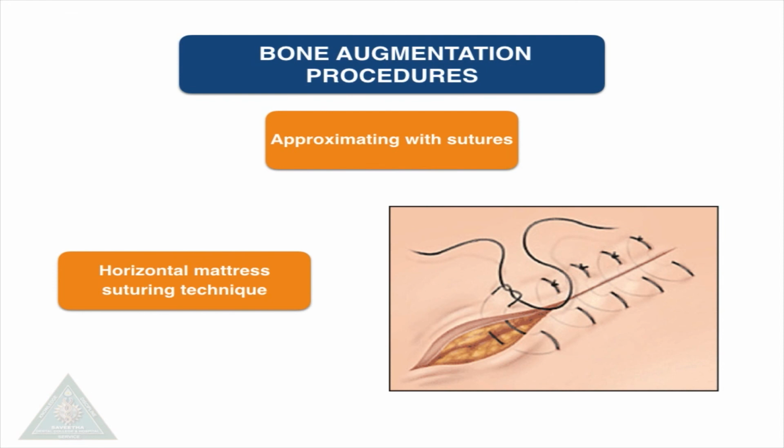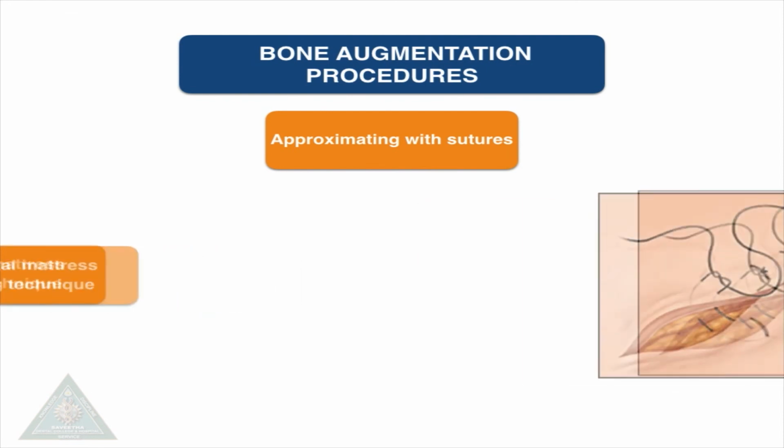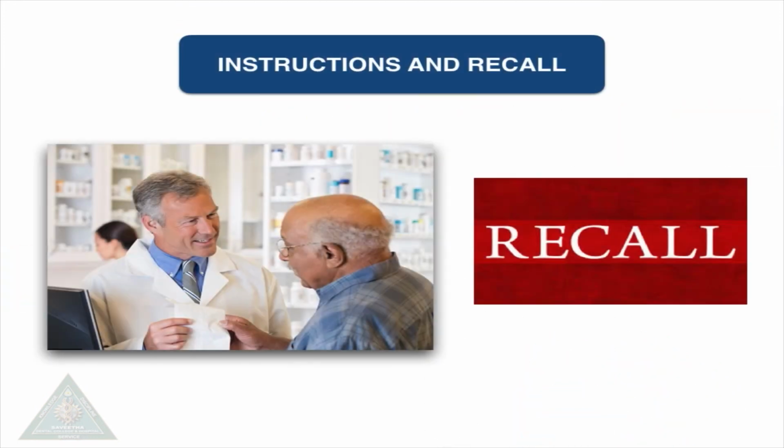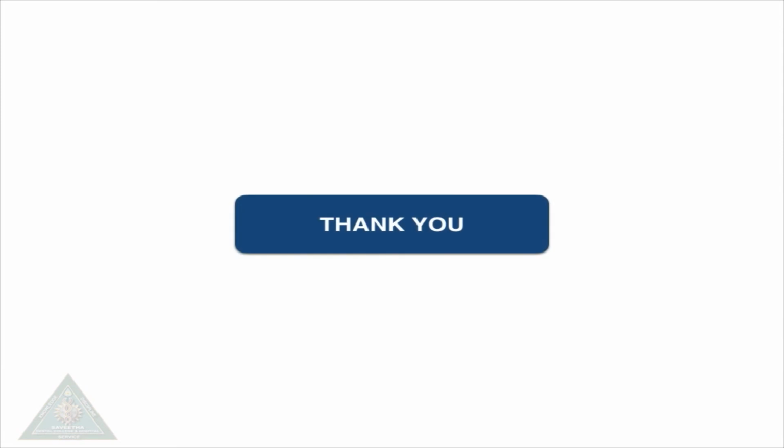The next is the horizontal mattress suturing technique, and this is the continuous suturing technique, and this ends the steps for the bone augmentation procedures. But do not forget, instructions to the patient are most important, and recall of the patient. And this concludes the class.